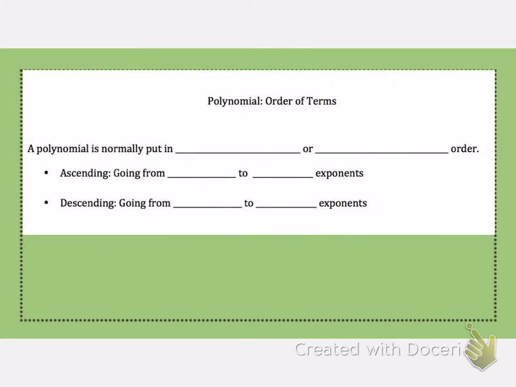So as we get things that are more complicated, it's going to be easier to communicate with each other if we're speaking the same language or arranging things the same way. So a polynomial mathematically is normally put in ascending or descending order.